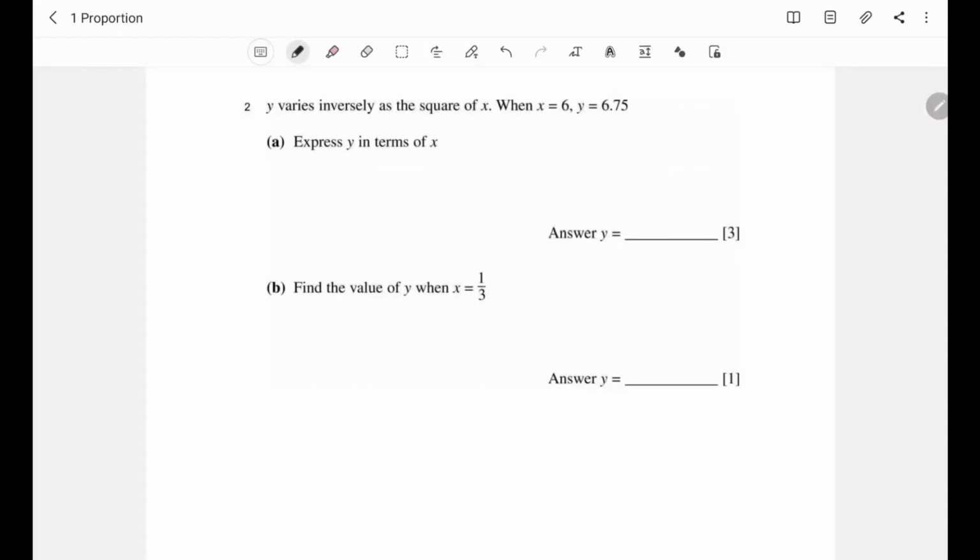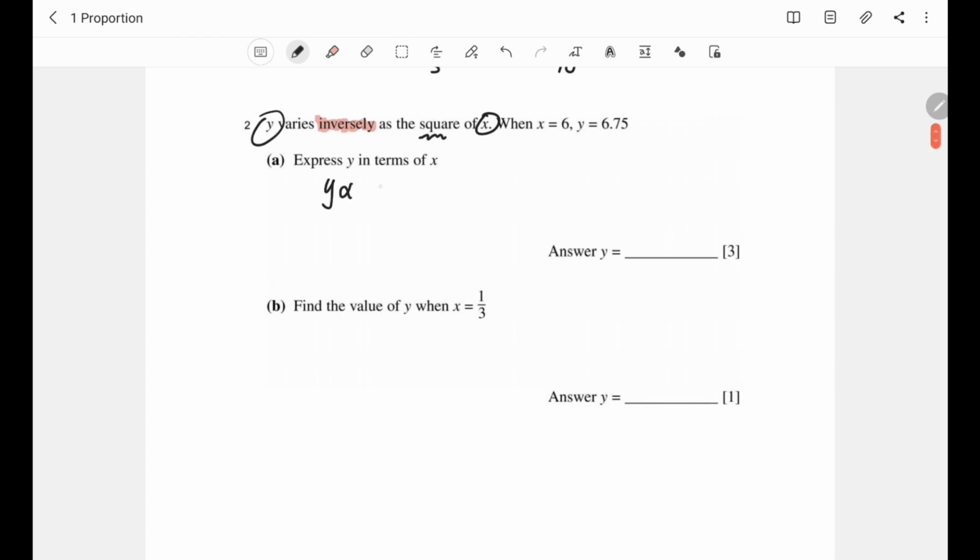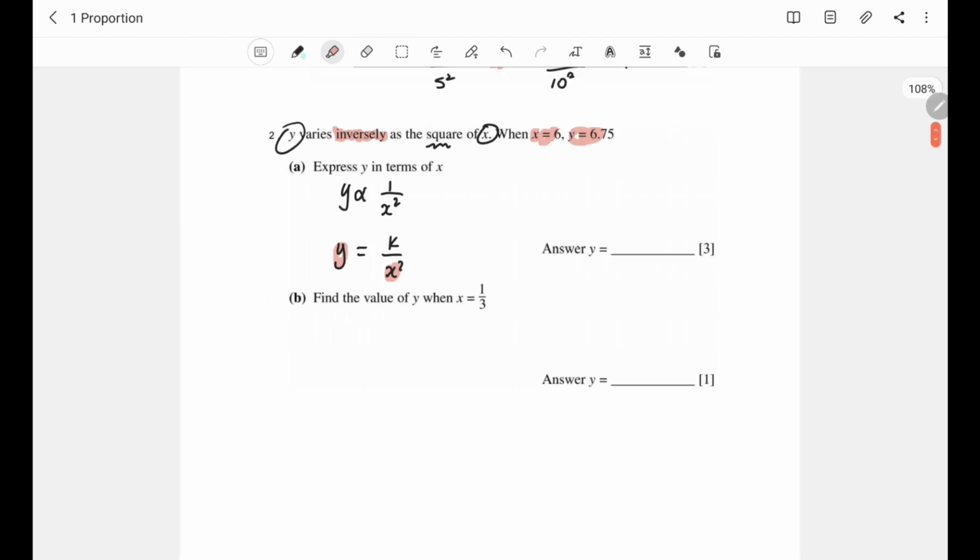Second question is also an inversely proportional question. Because I see inverse, that's our mate. Y varies inversely as the square of x. So Y is inversely proportional to the square of x. So we write y is proportional to 1 over the square of x. And then rewrite that as an equation, this time with k on the top, and plug in our y and our x that are given here and here.